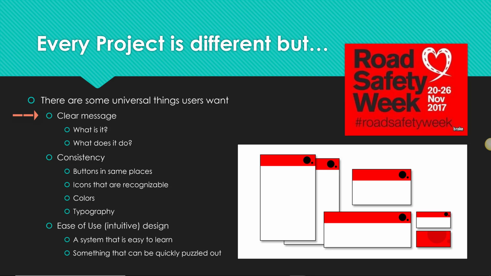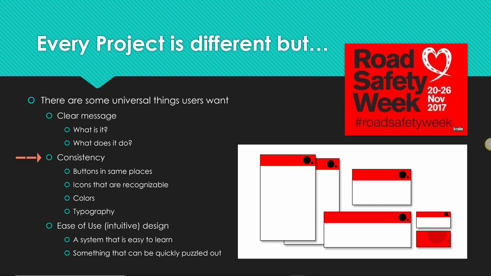For example, users want across the board a clear message. They want to know what it is that they're looking at. What does it do? They don't want to be confused about, say, a water skiing site selling you tractor wheels, okay? Another thing that is across the board is consistency.